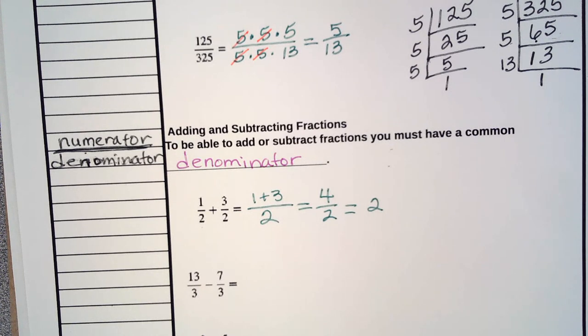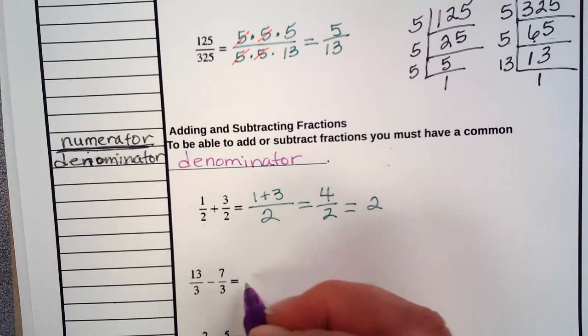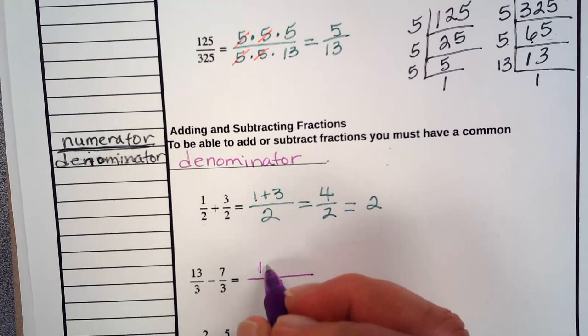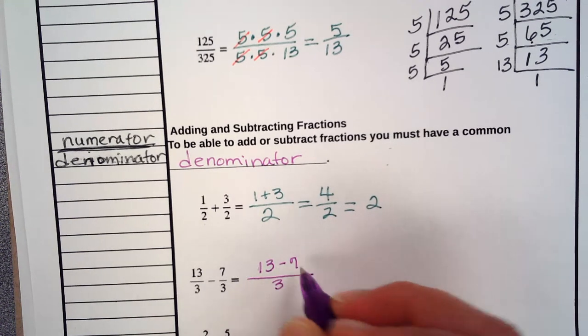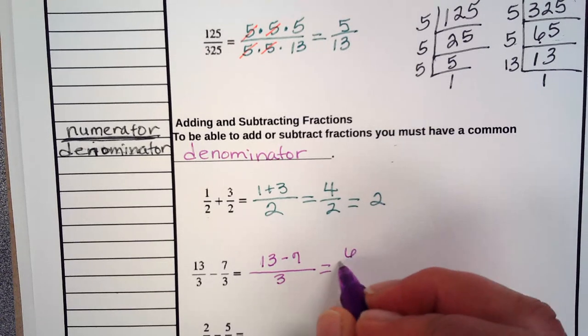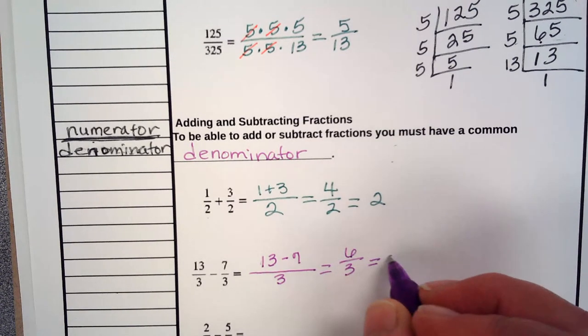For the second one, the same thing is going to happen. I've got that common denominator, so I just pay attention to the top numbers. 13 minus 7 is 6. 6 divided by 3 is also 2.